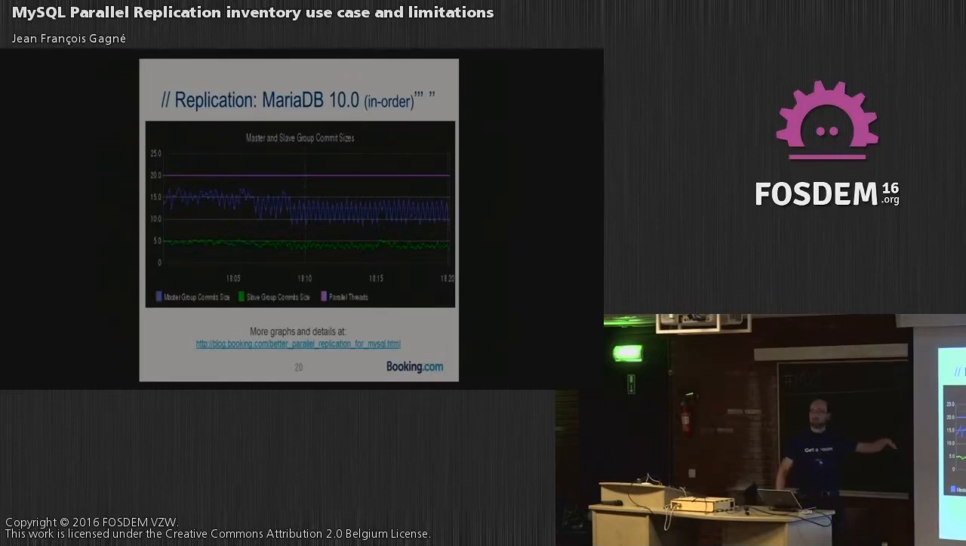And this is not only theory. I observed that on the master, if I have a group size of 15, like 12 on average, then on a slave, an intermediate master that is writing binlog, the group size is going to 5. So we really are losing potential parallel execution on that slave. And that slave was running with 20 threads, so it's not because the slave was running with not enough threads. And I've observed that during my tests.